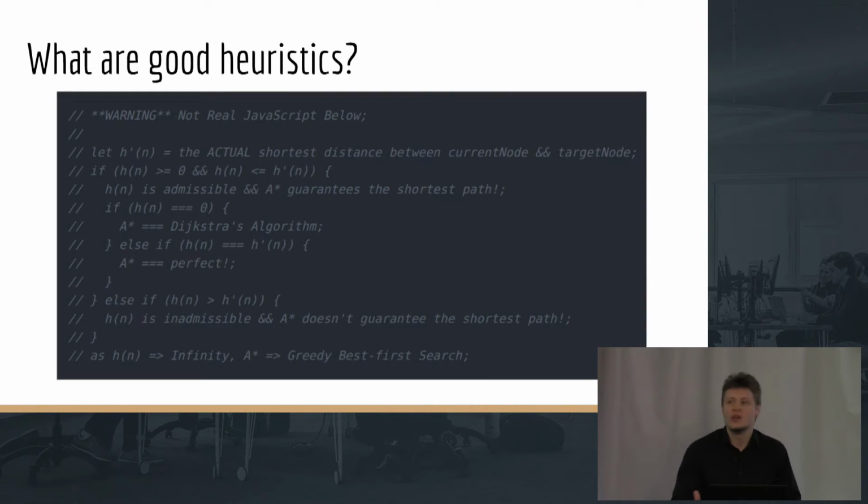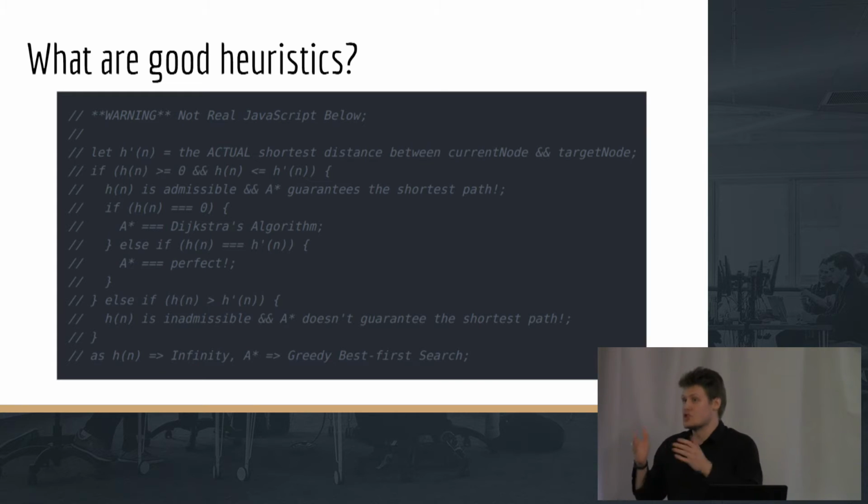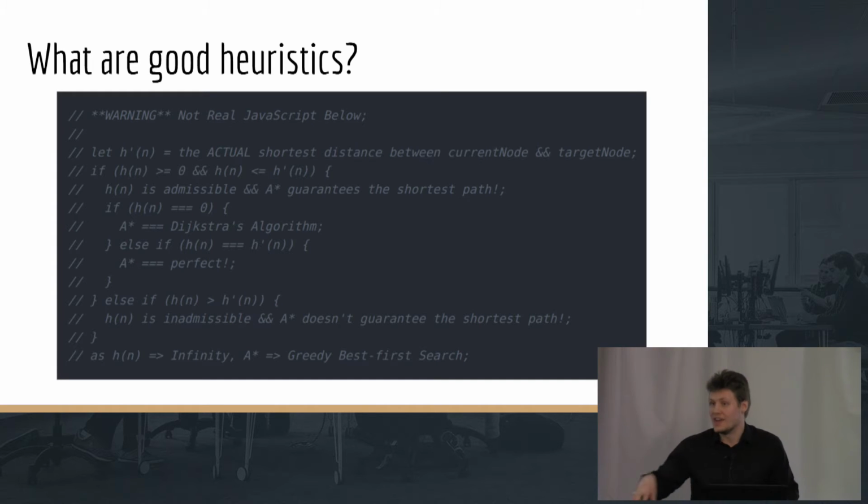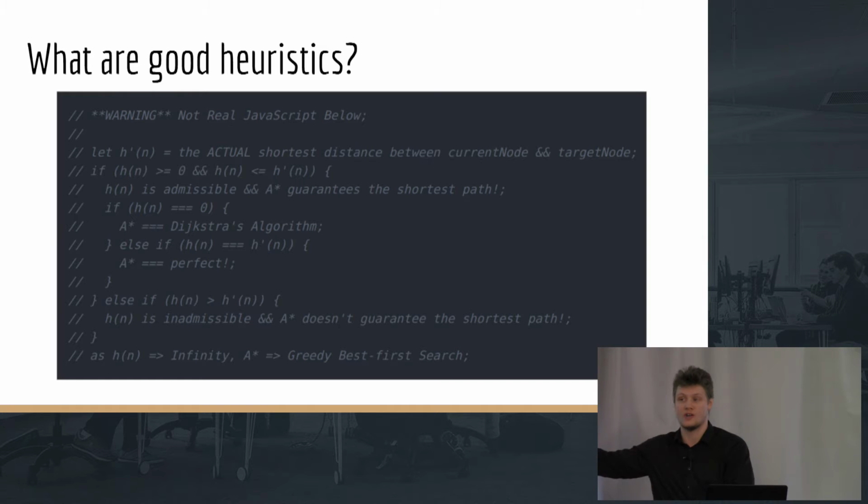Now, what is a good heuristic? How do you find this h(n)? Well, first we define something called h'(n), where h'(n) is the legitimate shortest distance from the current node to the target node. And if your heuristic lies somewhere between 0 and h'(n), then that means that it is admissible, meaning that it'll never overestimate the distance to the target node, and you will always be guaranteed to find the shortest path with A-star.